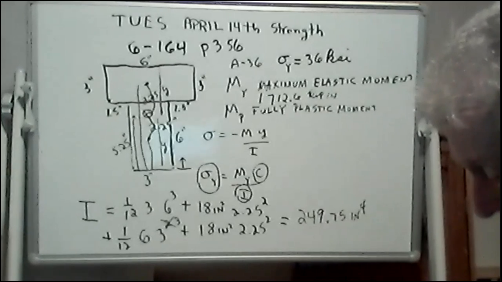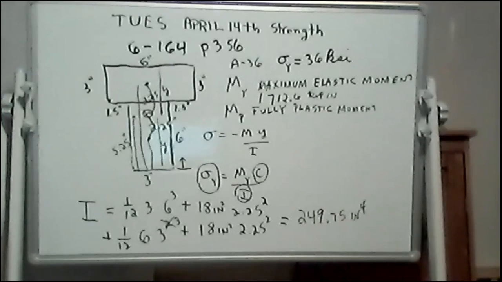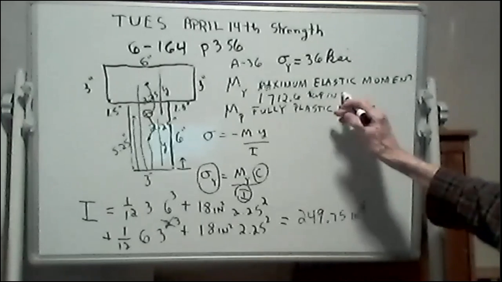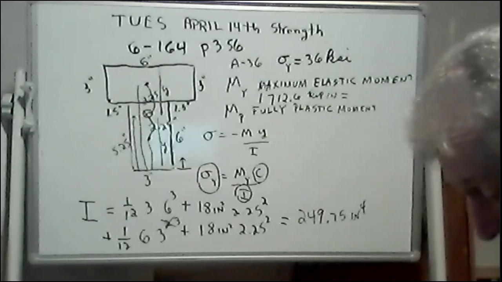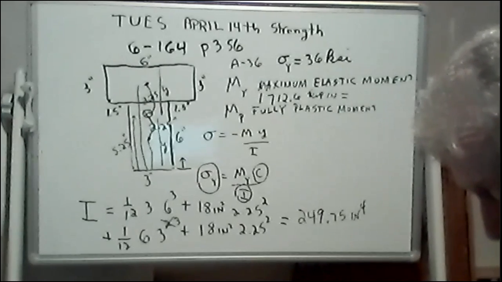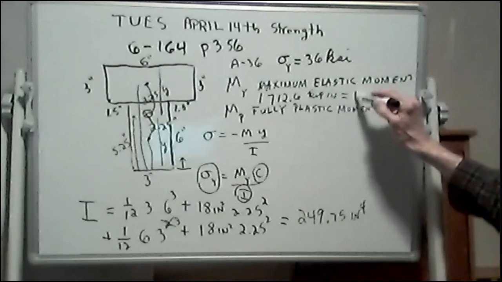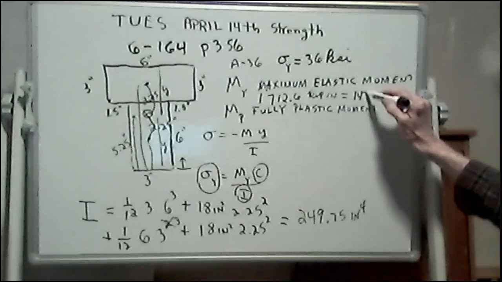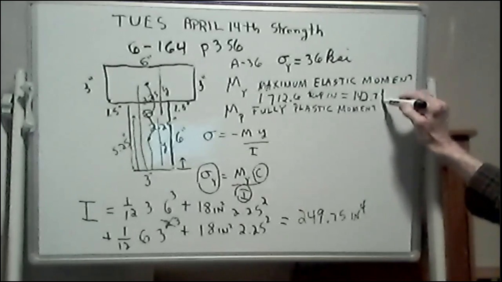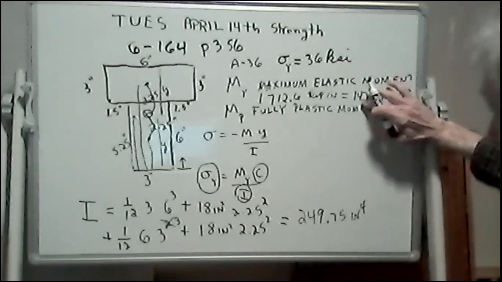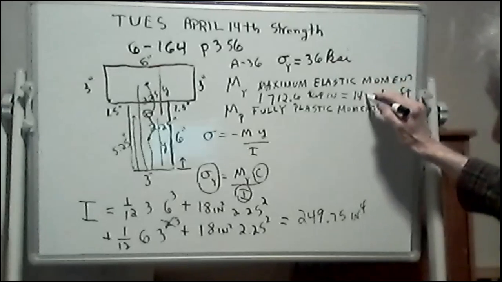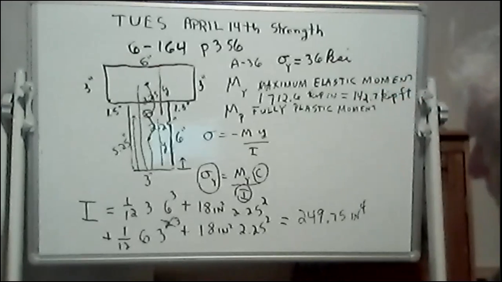I think that's right. Those are in kip inches. Now we can get it in kip feet. Divide by 12. I'm going to divide by 12. And what you'll have is 142.7 kip feet for the maximum elastic moment.